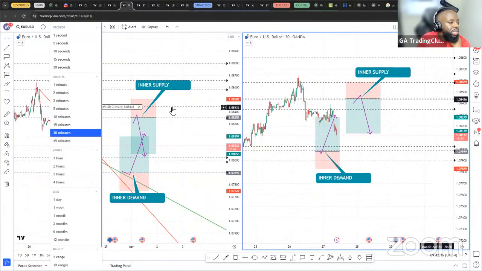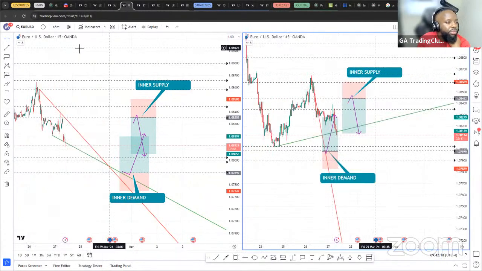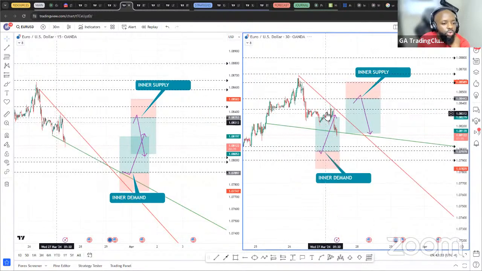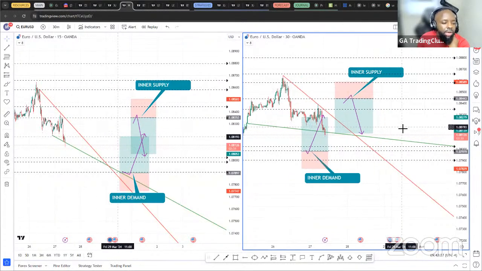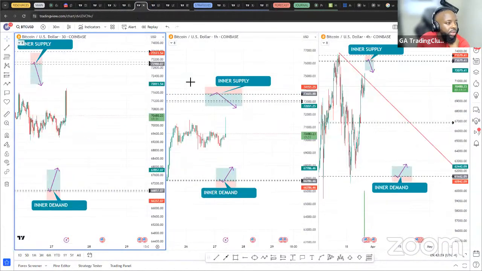For this indicator, you can see on the 30-minute time frame, it froze. So sometimes you just have to reapply it to the chart or change time frames and go back to whatever time frame you wanted. But I'll try and get a fix for that as well.